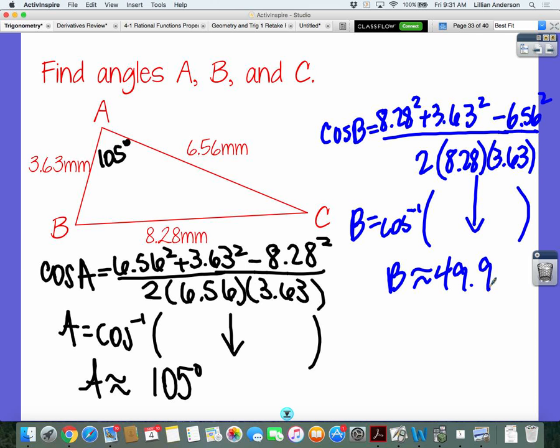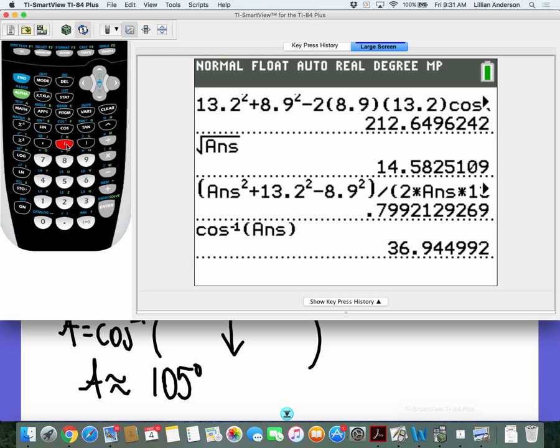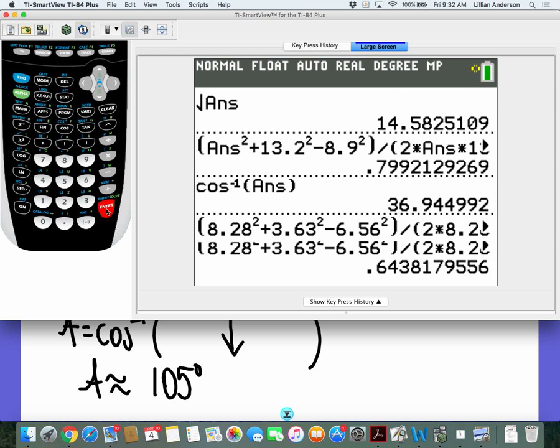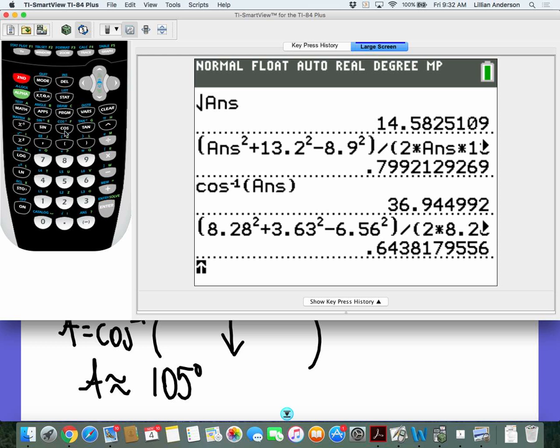Uh-oh. Oh, yeah, me too. Oh, got some discrepancies. Okay. Let's go ahead and do this one. That's 49.9. Plus, what was the other one? 3.63. Yeah, minus 6.56 squared, right? No. Oh, wait, yes. Okay. Then you divide it by 2 times... wait. Okay, now we do the foils.